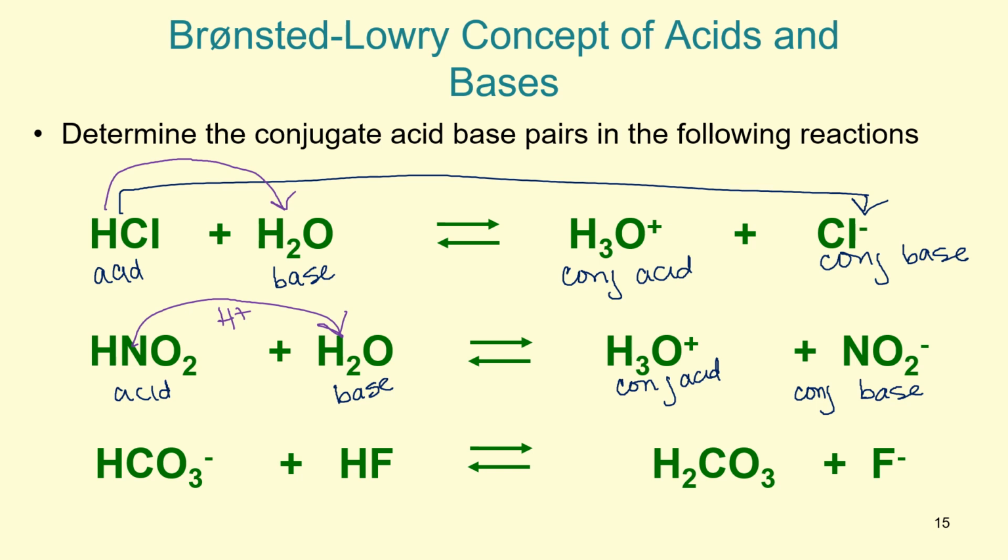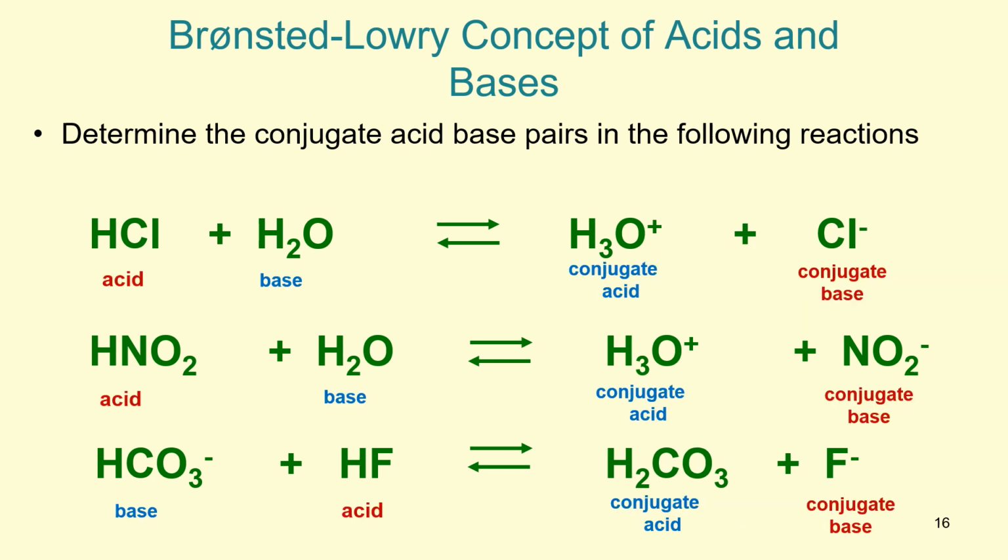Okay, and then finally, in this case, the HF is the one giving up the H+, so it's the acid, and this is the conjugate base. And that means that HCO3 negative, even though it's an ion, it can gain a hydrogen. So it's a base, and this is the conjugate acid. You're always going to have one acid and one base on every side. So this time the H is transferring in that direction. All right, and there you have the answers.